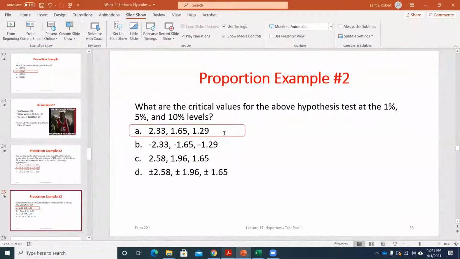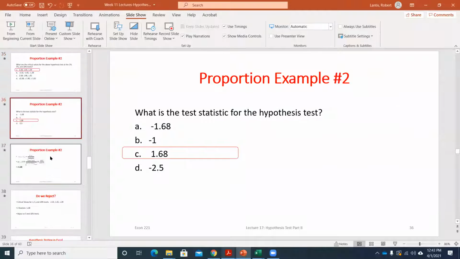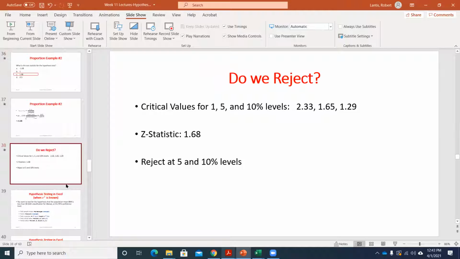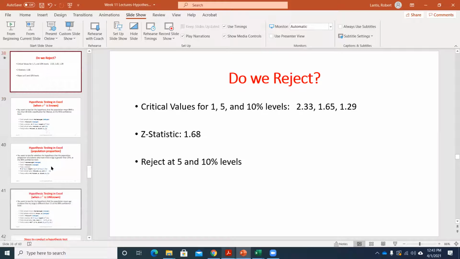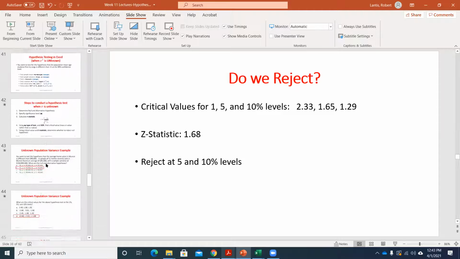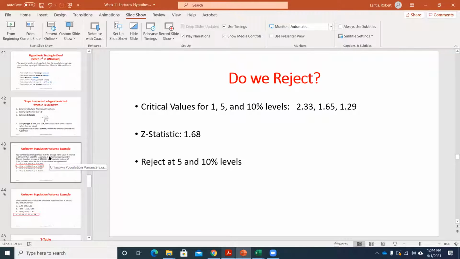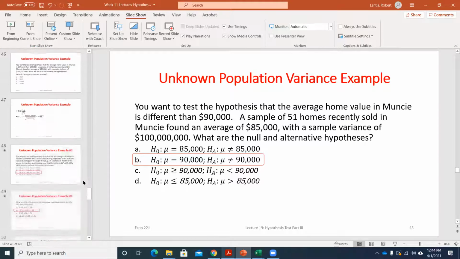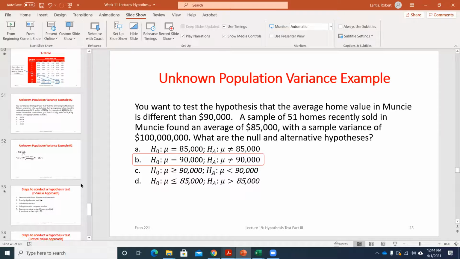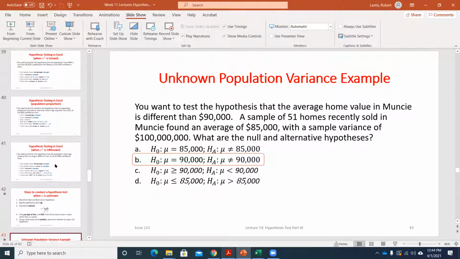All right. So that worked through that proportion example, and we determined we only rejected at the 5 and the 10% levels. I've got some Excel stuff, but I think I'm going to hold off on that for right now and do that after we go through the next couple examples. So let's see here.